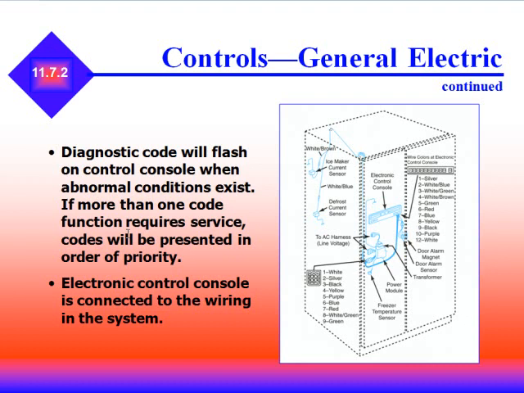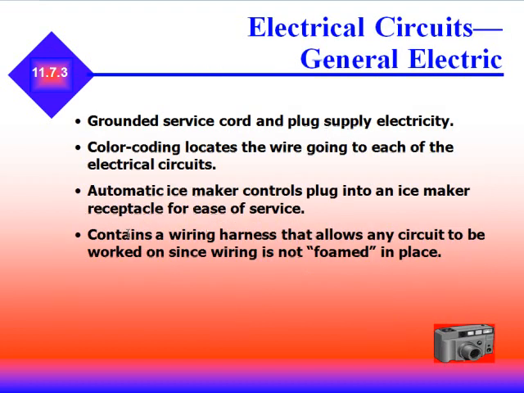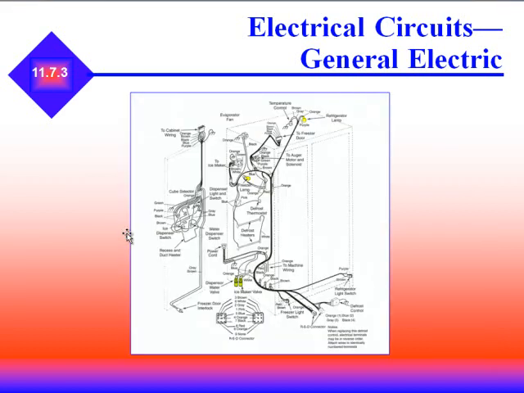Electronic control console is connected to the wiring in the system. The circuit is supplied by a grounded service cord. Color code is located where the wire goes to in each of the electrical circuits. Automatic ice maker controls plug into an ice maker receptacle for ease of service. It contains a wiring harness that allows any circuit to be worked on since the wiring is not foamed into place.